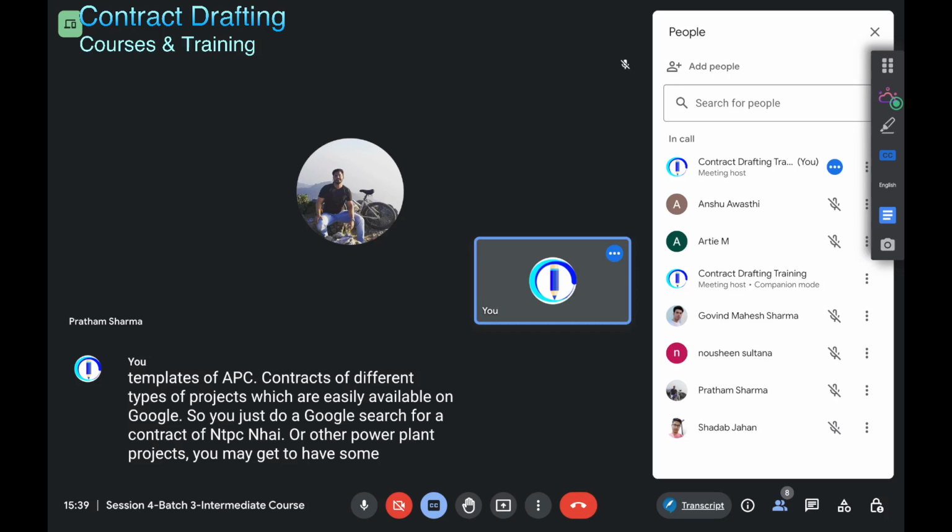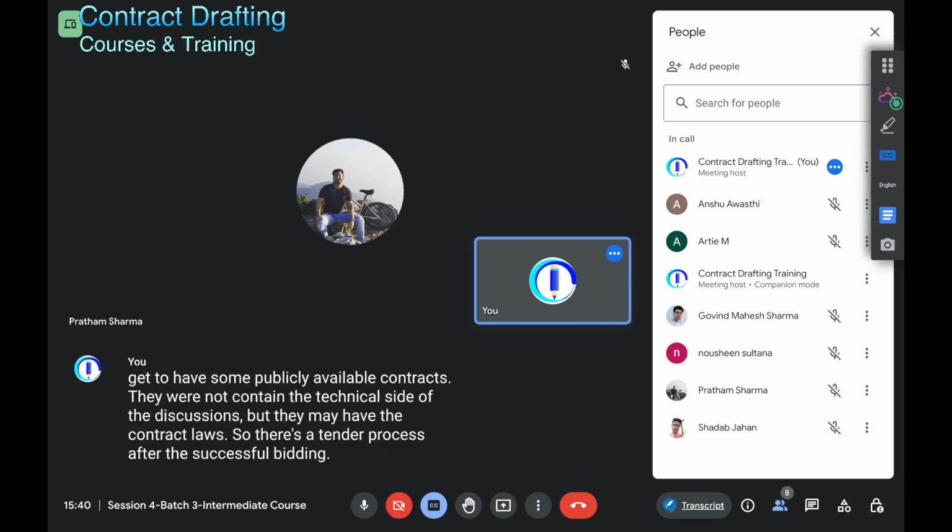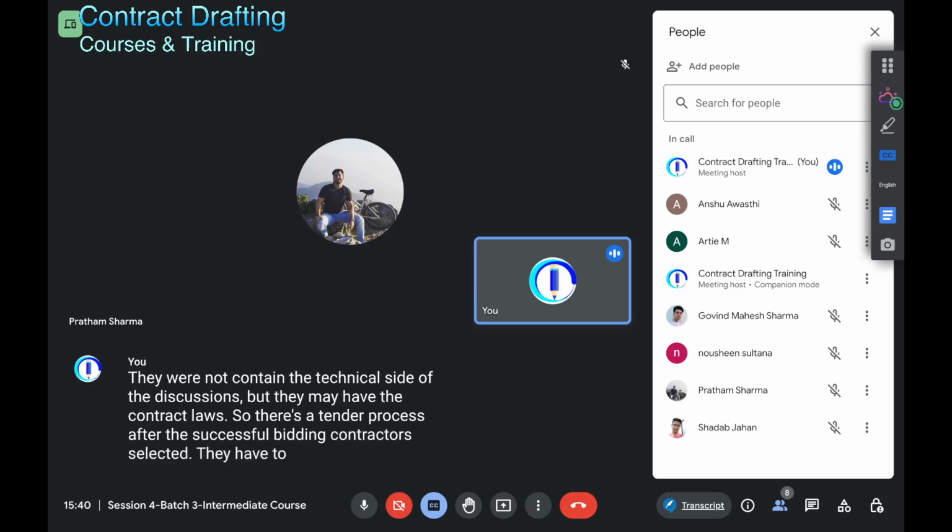So there's a tender process. After the successful bidding, a contractor is selected, and they have to submit some advance payment bank guarantees. Then there is a plan that is agreed regarding the design drawing, manpower deployment, and all those things. Then there is a construction schedule that is agreed. So all those things are there in the contract. So I suggest you start reading these types of contracts to get the larger picture of how a complex contract will be executed.